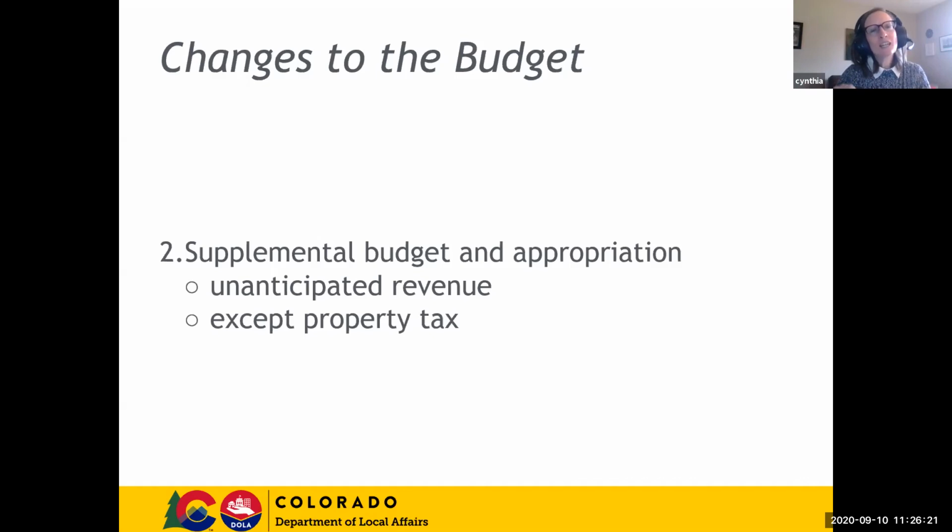What's an interesting thing to call out, though, is the budget law says that you cannot adopt a supplemental for unexpected property tax. Unexpected property tax revenue, you have to wait until the next year and roll it into that new budget. So I don't know the history of how that came to be in the budget law, but just beware of that too.